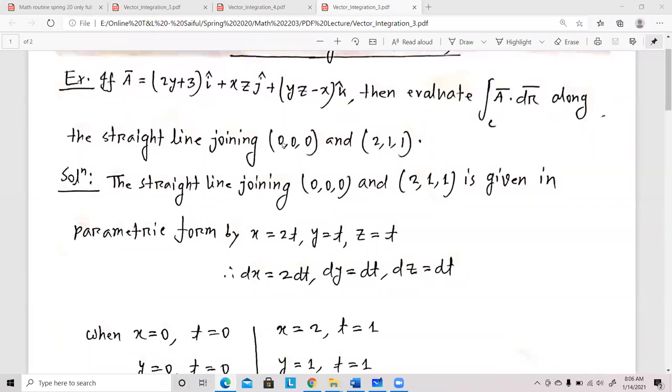So at first we have to generate the parametric equation, and we are given the line joining 0, 0, 0 to 2, 1, 1, and from this information we have to form the parametric equation. So how could we form it? The straight line joining 0, 0, 0 and 2, 1, 1 is given in the parametric form by x equal to twice t, y equal to t, z equal to t. Here the initial point is 0, 0, 0 and the terminal point is 2, 1, 1. So the parametric equation is x equal to twice t; if it were 3 here, x would equal 3t.